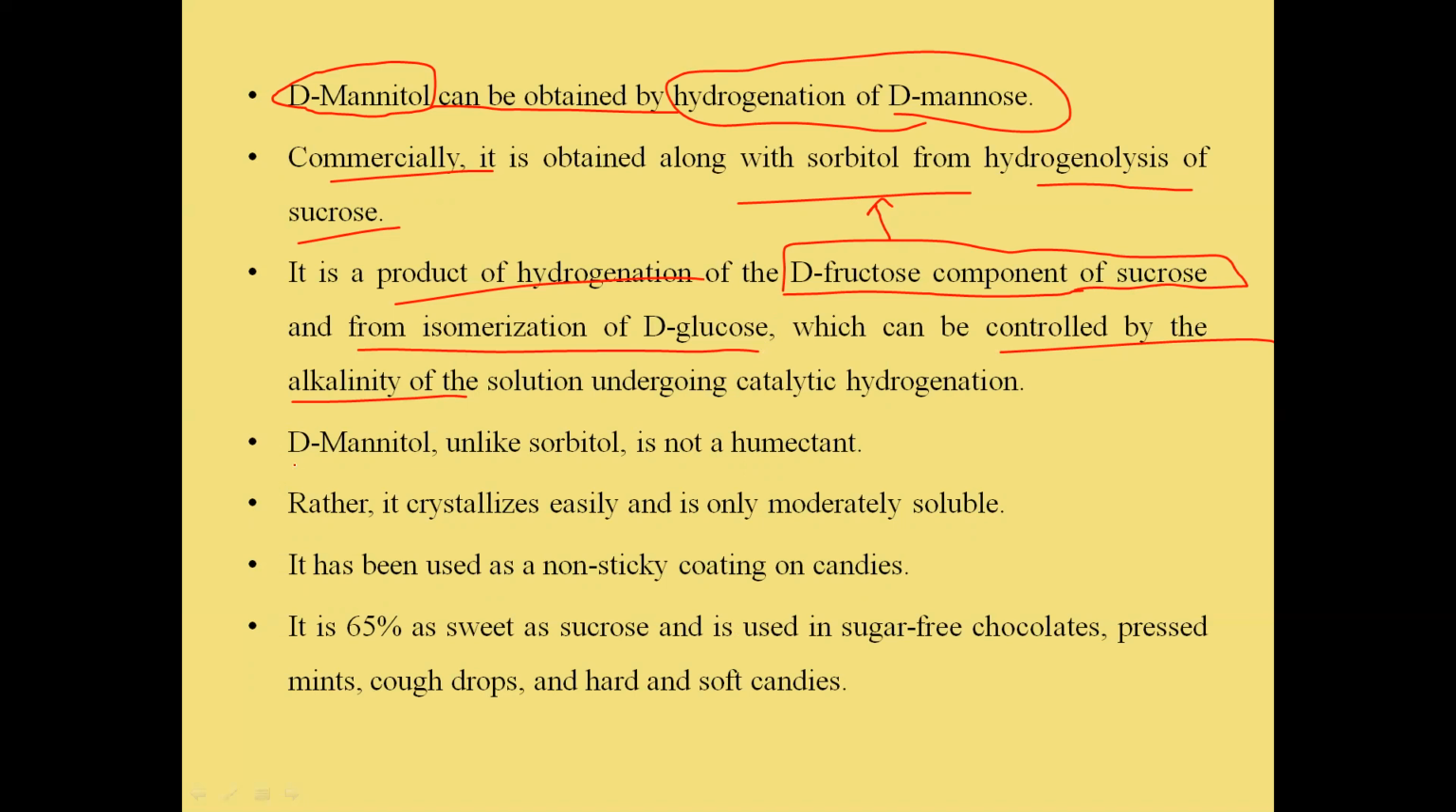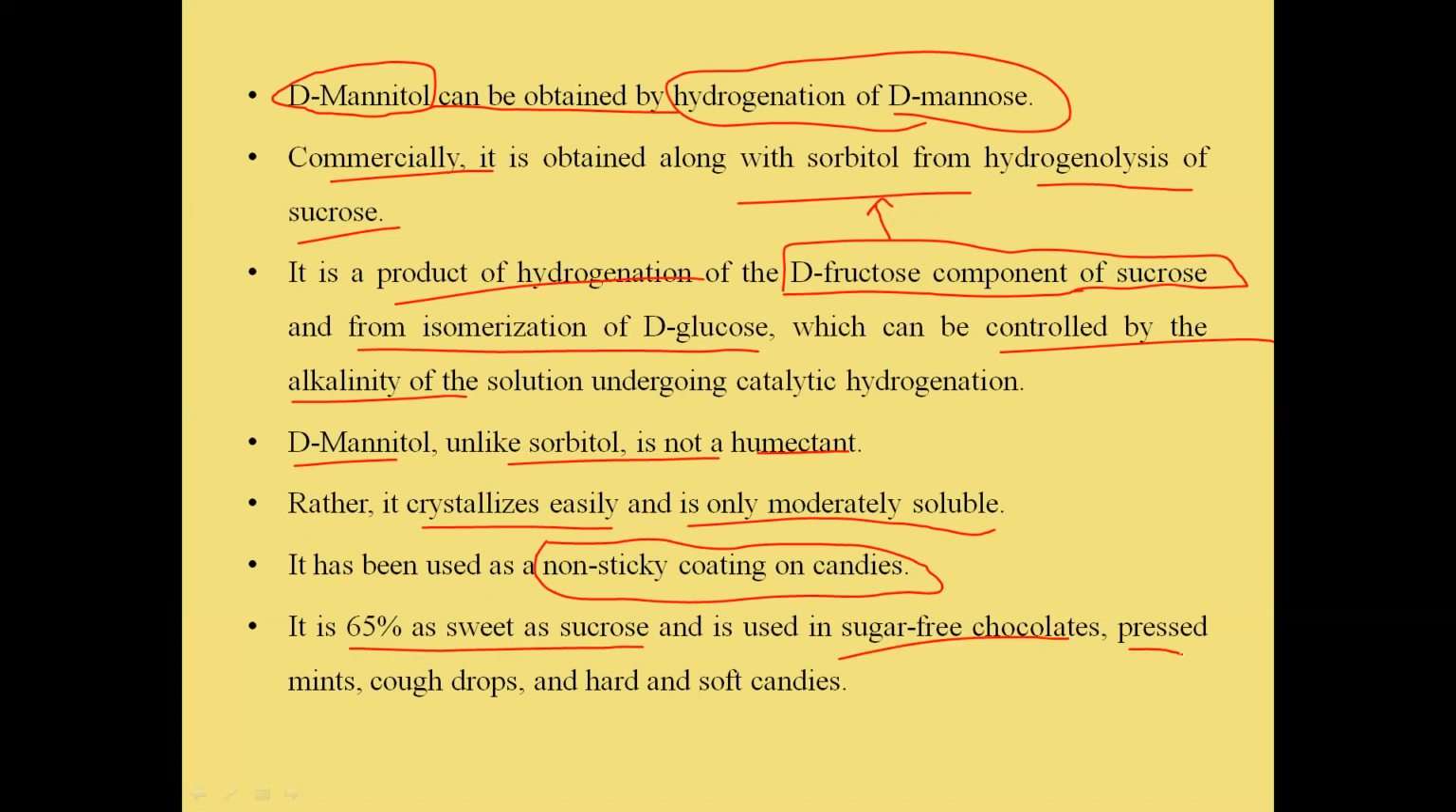D-mannitol, unlike sorbitol, is not a humectant. Rather, it crystallizes easily and is only moderately soluble. The main use of D-mannitol is for non-sticky coatings on candies, and it is 65% as sweet as sucrose. It is used in sugar-free chocolates, pressed mints, cough drops, and also hard and soft candies.